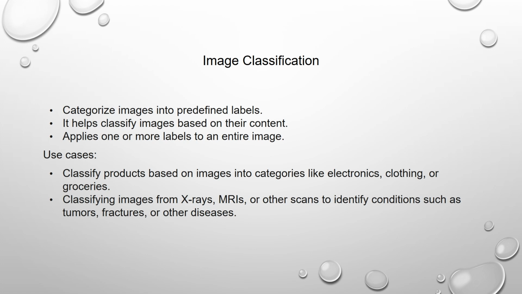Classify images from X-rays, MRIs or other scans to identify conditions such as tumors, fractures or other diseases. So if we train the model with unhealthy X-rays and healthy ones, it will later on be able to classify them. So if an X-ray contains a fracture, it will be classified under the fracture category. And if it is a completely perfect X-ray, it will be classified as normal. So for detecting diseases, fractures, etc., image classification can be used. We have seen the demo of image classification.